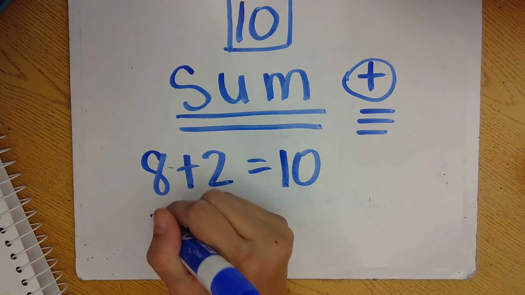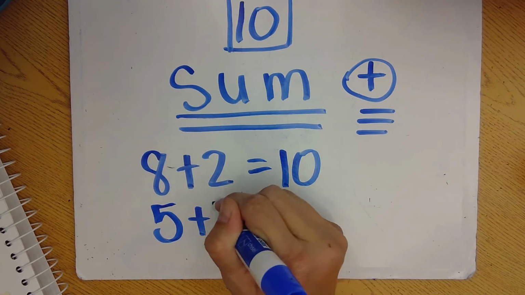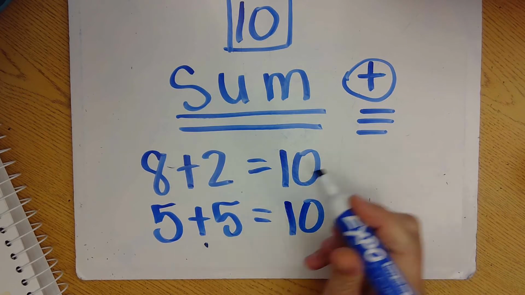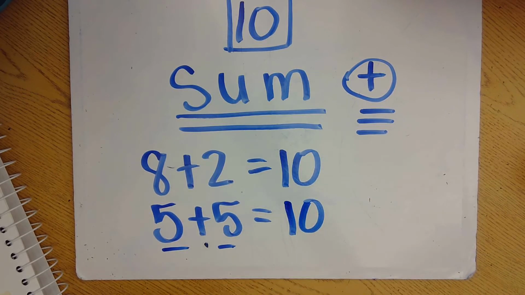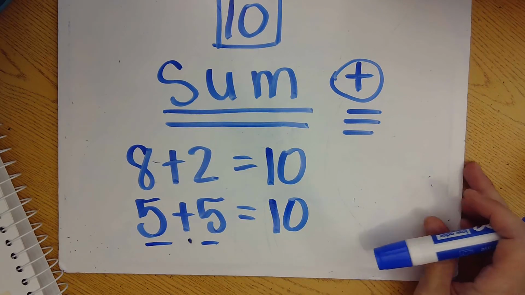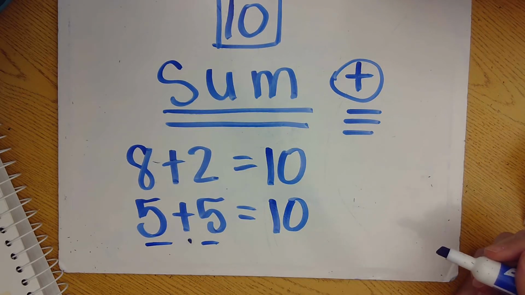A couple more that we could write. 5 plus 5 equals 10. Notice 5 plus 5 is also a doubles fact. What other numbers can you combine together to make 10?